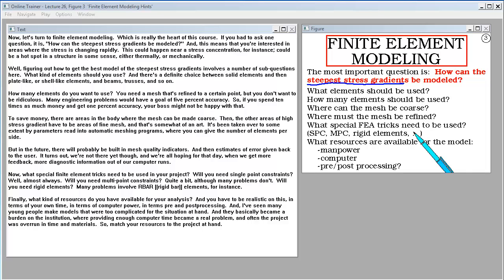Finally, what kind of resources do you have available for your analysis? And you have to be realistic on this in terms of your own time, in terms of computer power, in terms of pre- and post-processing. And I've seen many young people make models that were too complicated for the situation at hand, and they basically became a burden on the institution where providing enough computer time became a real problem, and often the project was overrun in time and materials. So match your resources to the project at hand.